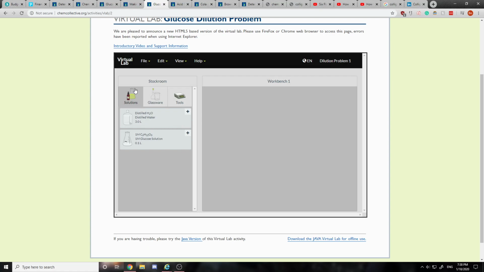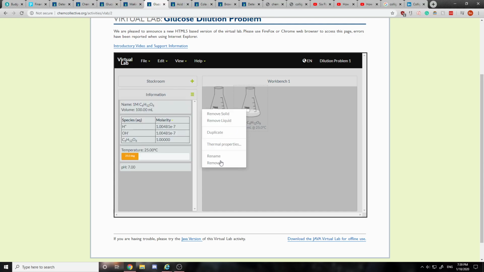Right. So here you have the stockroom, which gives you a list of all the things in a stockroom, which means your supplies. So we have this solution, right? To bring it out onto the workbench, you just left click on it. You can bring multiples if you want to. You can right click on these to bring more options.